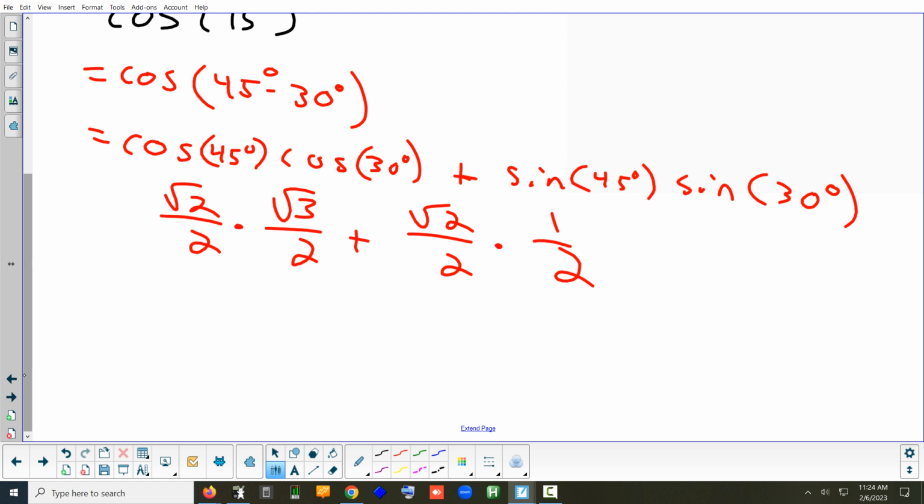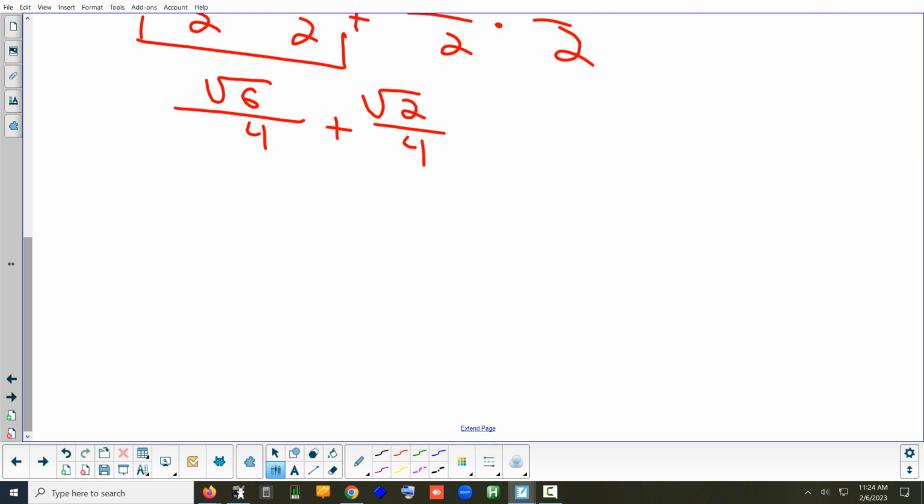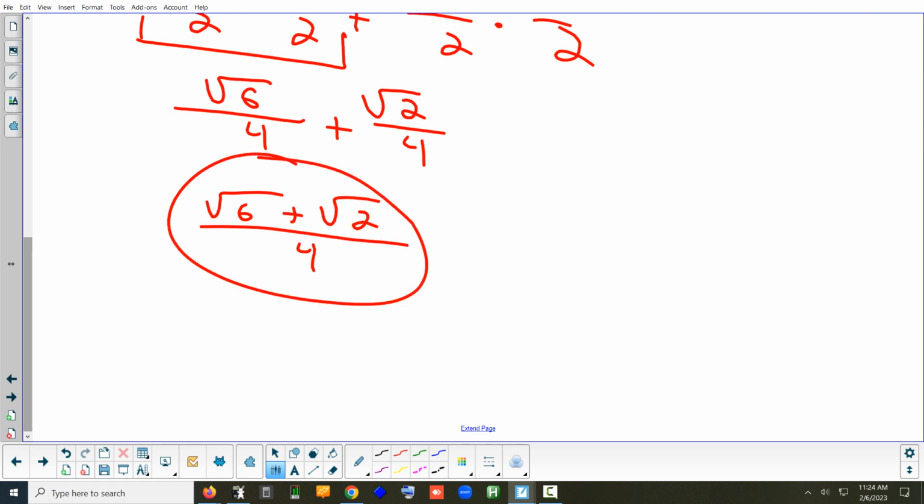What do you get when you multiply straight across in the first part? Square root 6 over 4. And in the second part? Square root 2 over 4. And to add those fractions up, what do you need to have? Like denominators. Yeah, we already do. So let's just put it all together. Square root of 6 plus square root of 2 over 4.